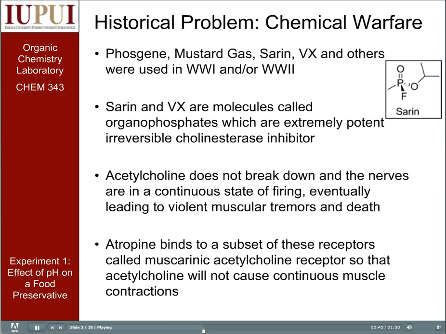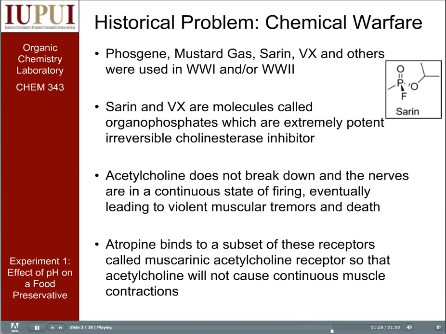Sarin and VX specifically, you can see sarin over there at the right, are organic molecules that are part of a class called organophosphates. Those things are really extremely potent, irreversible cholinesterase inhibitors. Normally, once a nerve impulse fires, acetylcholine is the trigger agent, and then acetylcholine is allowed to break down. With these inhibitors, acetylcholine can't break down and the nerves just keep firing. Eventually that leads to muscular tremors and death. You may have even seen that happen in The Rock when Nicolas Cage was exposed to the VX gas.